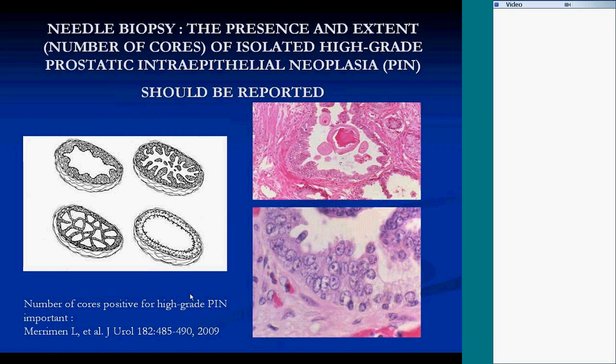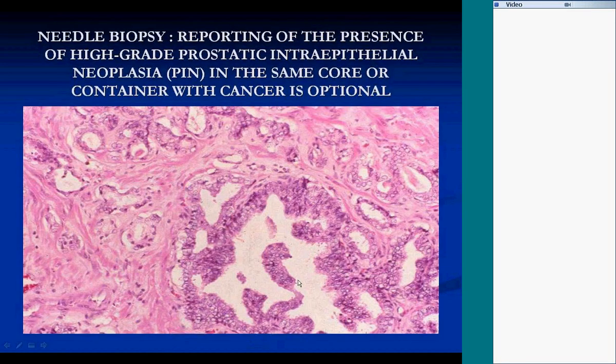So it's okay to report, optional if you like, but not absolutely necessary when it's in the same core as, or in a container diagnosis where there are cores with cancer. I do have to say though that if it's in a separate container without cancer, I'll go ahead and report it even if there is cancer elsewhere. So once you see high-grade PIN shown here, along with admixed cancer, it's really not necessary to report it.